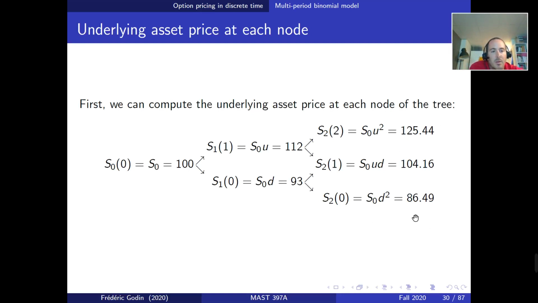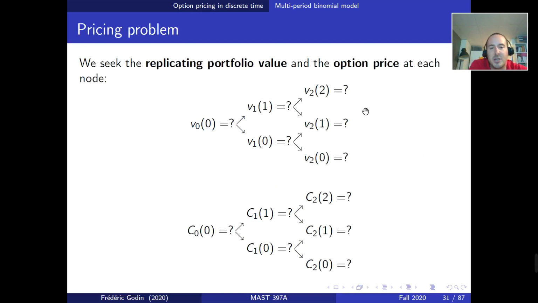Once we know the value of the underlying asset at all nodes of the tree, we can look at the terminal nodes and determine what would be the payoff of the option at all these nodes. And why do we need the payoff? Well, it's because we want to find a replicating portfolio, a portfolio whose final value is equal to the payoff. So if we want to know the final value of our portfolio, we must know what the payoff of the option is.